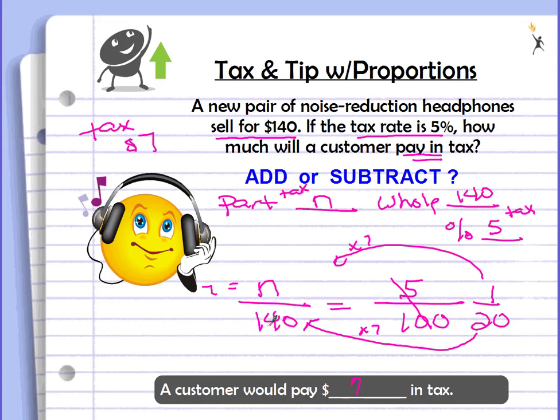But what if we wanted to find the total cost? Then we would need to do what? Then we would need to add the tax. So we would need to add the $7 to the price of $140, and that would give us a total cost of $147. Now the question didn't ask us that, but it's good to know.